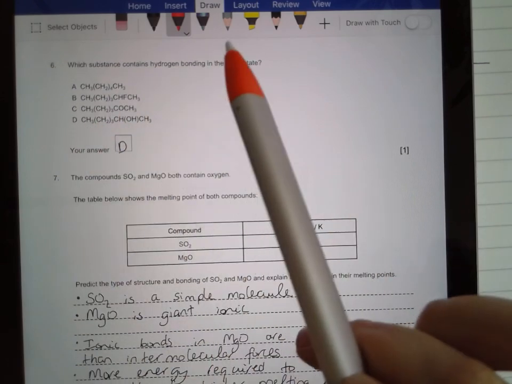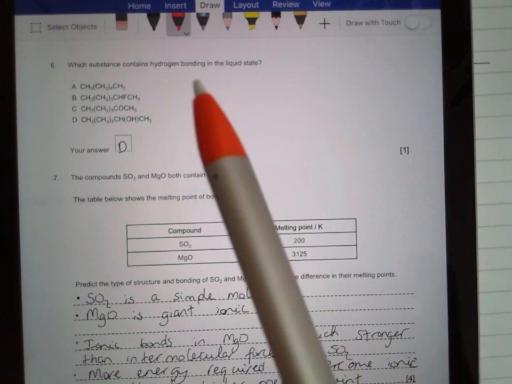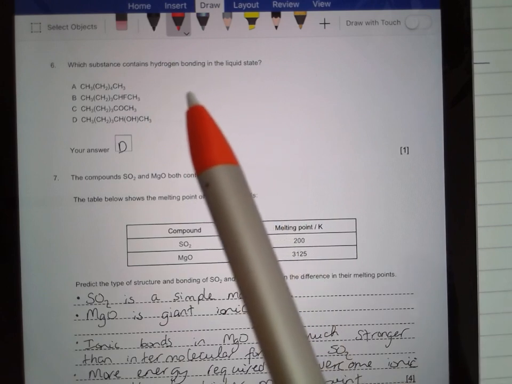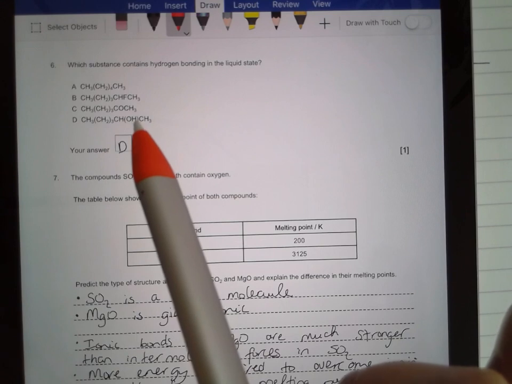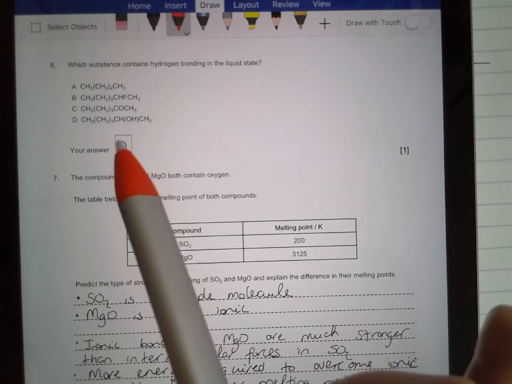Which contains hydrogen bonding. Don't be put off by liquid state. Okay, it's going to be the same in any state. You need to find a hydrogen bonded to either an oxygen, a nitrogen, or a fluorine. The only one where the hydrogen is directly bonded to one of those atoms is in D. The hydrogen is directly bonded to the oxygen, so your answer is going to be D.